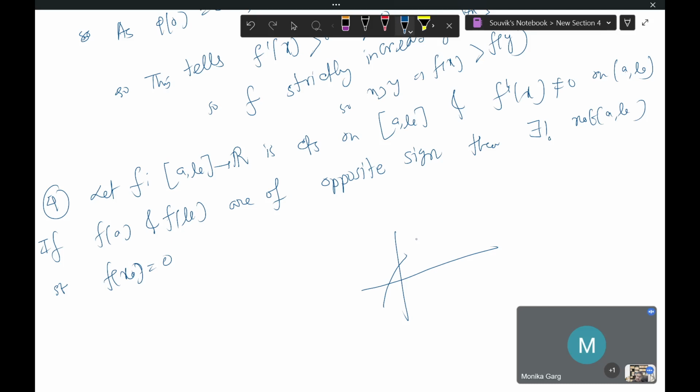Therefore, there must be at least one point on the graph which cuts the x-axis. But we need to show that there exists a unique point. If there are two points, then there must be at least one maxima or minima, and we don't have any. Graphically, it is almost obvious, and your way of thinking is good.